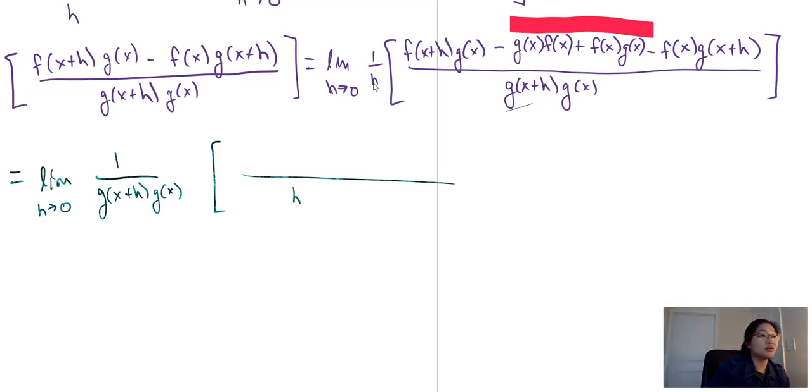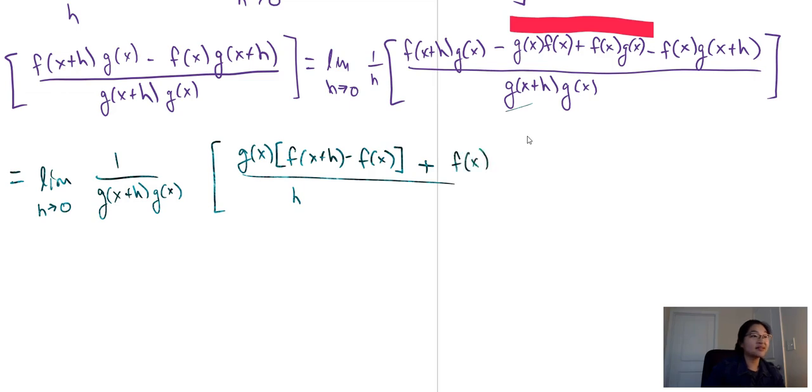This, what is this? Well, I can factor out a g of x times f of x plus h minus f of x. Oh, do you see what we have here? Oh, wow, that's so exciting. Look at that. That's the derivative. Okay, and then plus, let me see, f of x times, or should I make this minus? If I factor out a negative f of x, then what do I get?